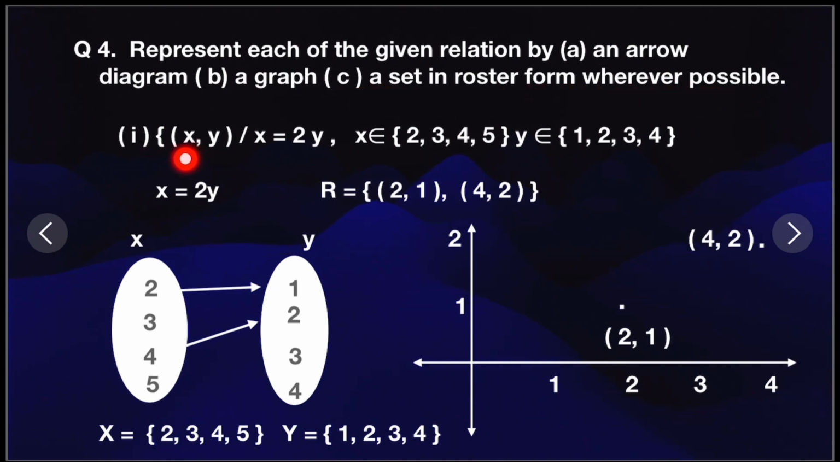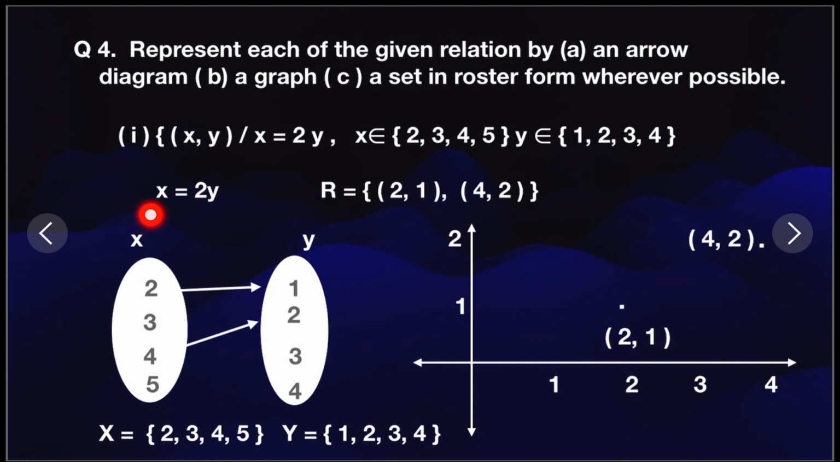Okay, 1. The first set is (x, y) such that x is equal to 2y, x belongs to this set and y should belong to this set. Okay, this is the relation. So let us take first x is equal to 2. Then the value of y will be 1, and 1 belongs to the next set. So this is an ordered pair. Put 3 as x. Y will be 3 upon 2. But 3 upon 2 is not here. We should not consider that.